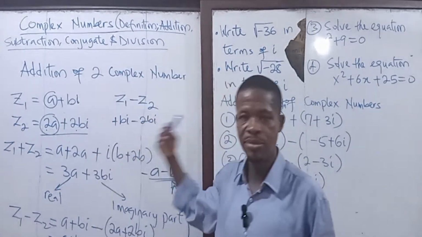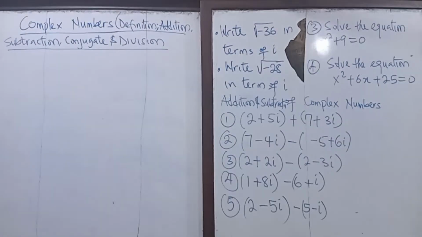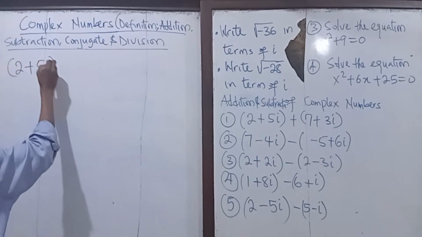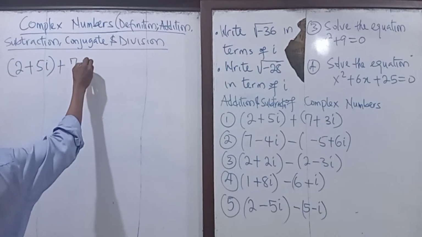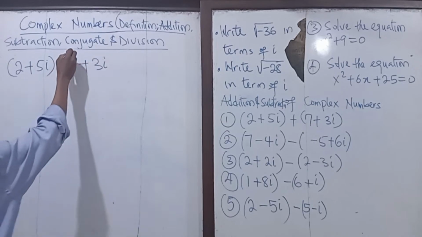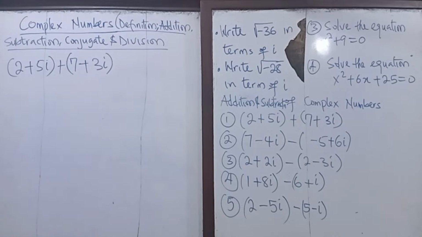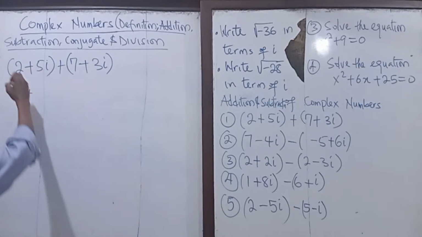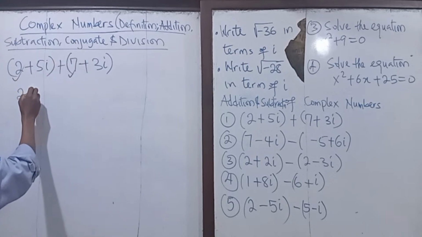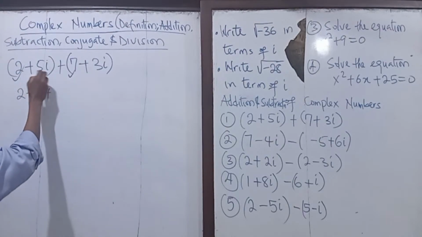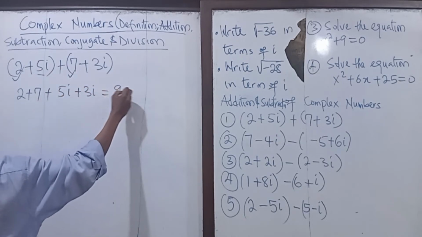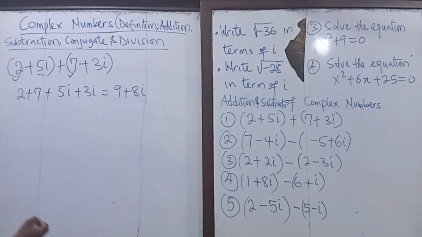So let's go to typical examples. We have here 2 plus 5i plus 7 plus 3i. Okay, so this is addition of two complex numbers. So you can open the brackets, that will be 2 plus, begin to add the real part. This is the real part, this is the real part. 2 plus 7, and then 5i plus 3i, and that will give you 9 plus 8i. Okay, that was the first one.